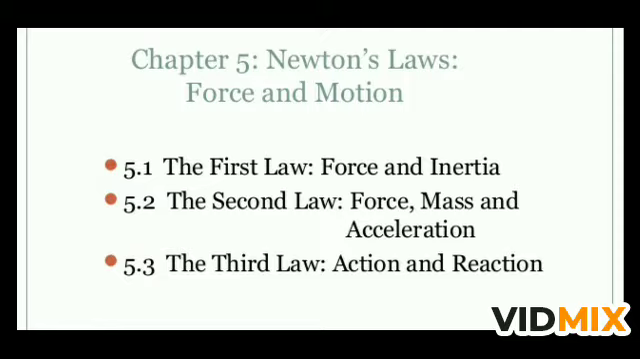Once again we are here with a new video, and in this video we are going to understand the chapter Newton's laws of force and motion. This is a new chapter for you all, and some topics are discussed in class 9th also. So we will discuss in this video the first law, force and inertia, the second law, force, mass and acceleration, and the third law, action and reaction.